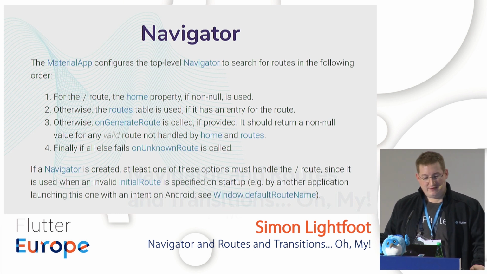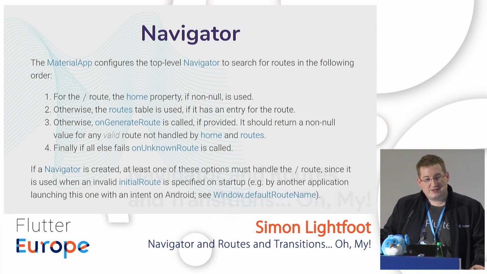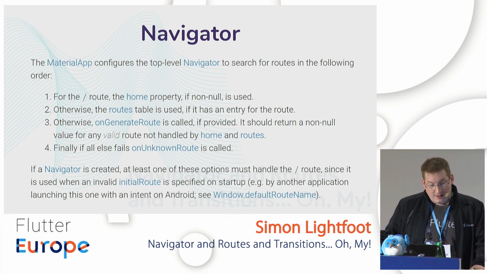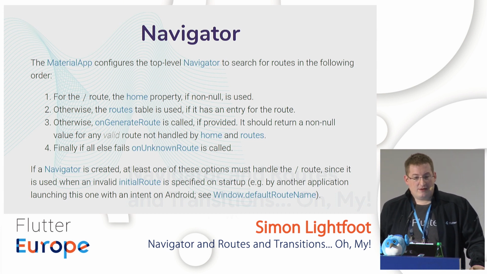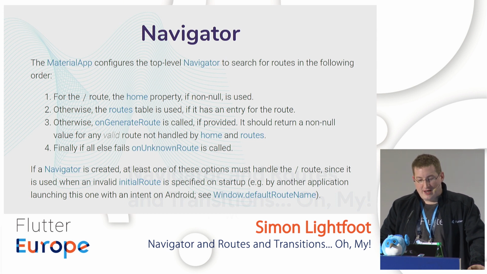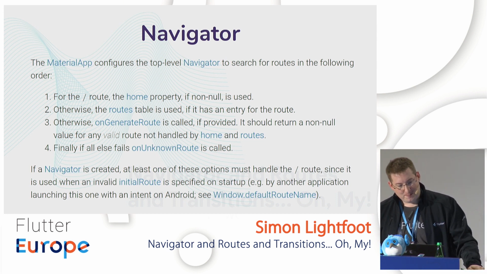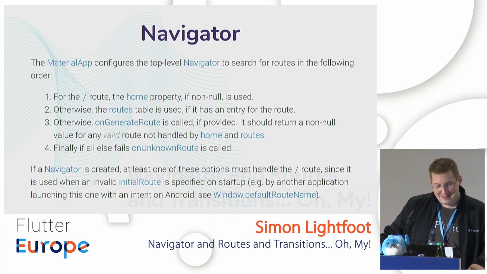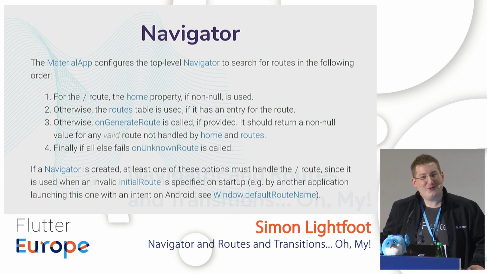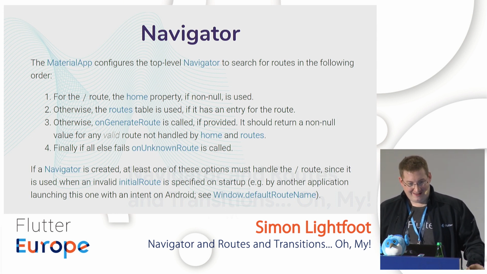So this is straight out of the documentation. This is the documentation for Material app. The key points are 1, 2, 3, 4 there. Basically, we've probably all had this. We either use a home widget, or use named routes, or we have our own on-generate route function. It gets pretty confusing. This is your go-to guide. However, contrary to the last paragraph, there's no if a navigator is created, there's always a navigator being created. I have to submit a PR to get that fixed.